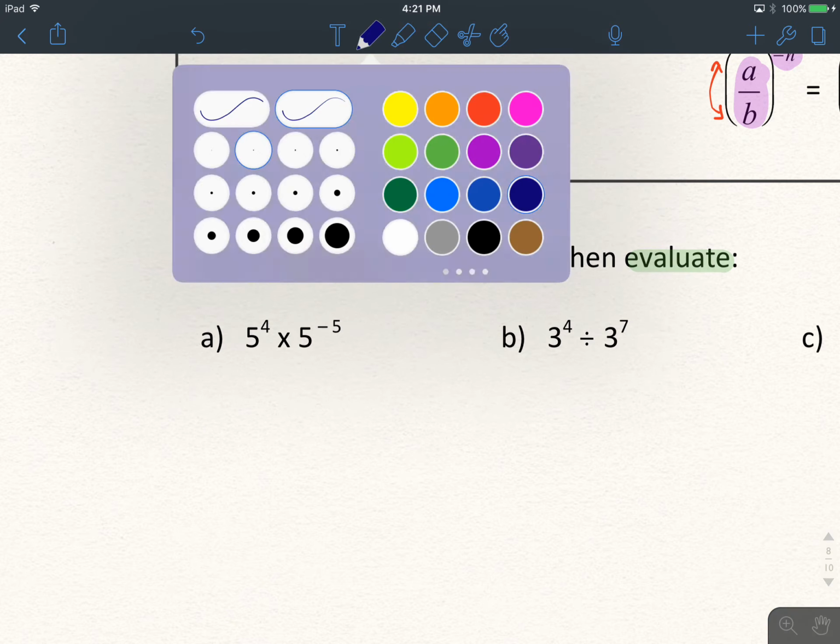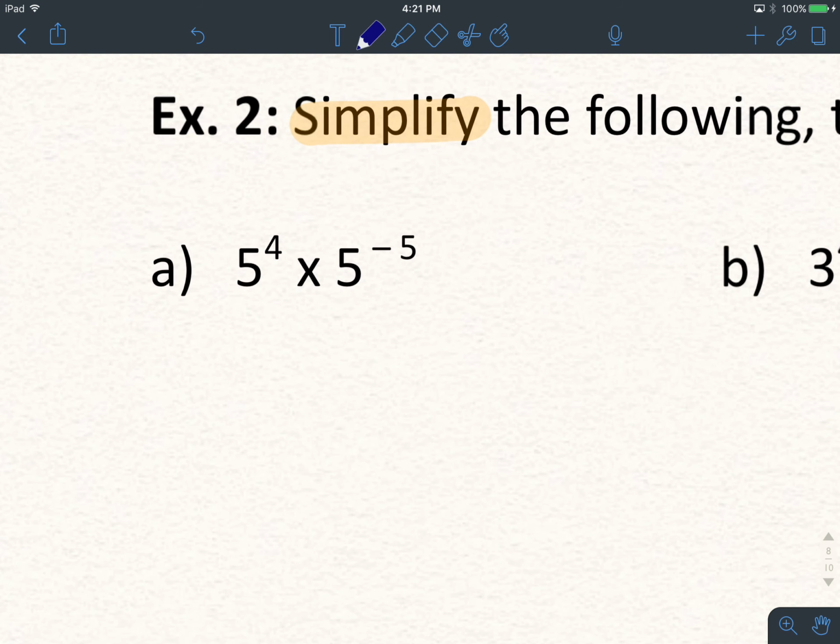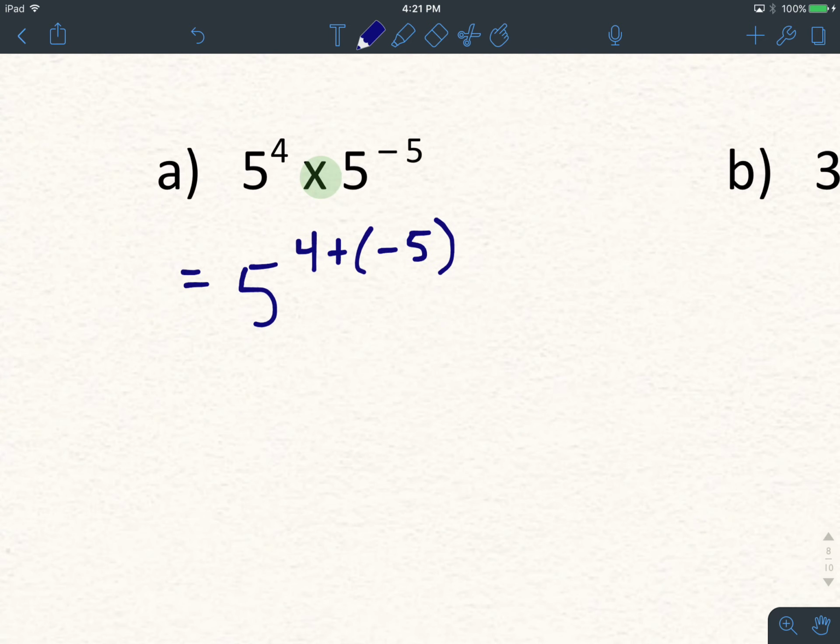So we have 5 to the exponent 4 times 5 to the exponent negative 5. We're multiplying these powers with the same base, so we are going to keep the base and add the exponents. So that's 4 plus negative 5, which gives us 5 to the exponent negative 1. Now here's a negative exponent. When we're being asked to simplify, we can't leave it in this form. We're being asked to put it into a form where our exponent is positive.